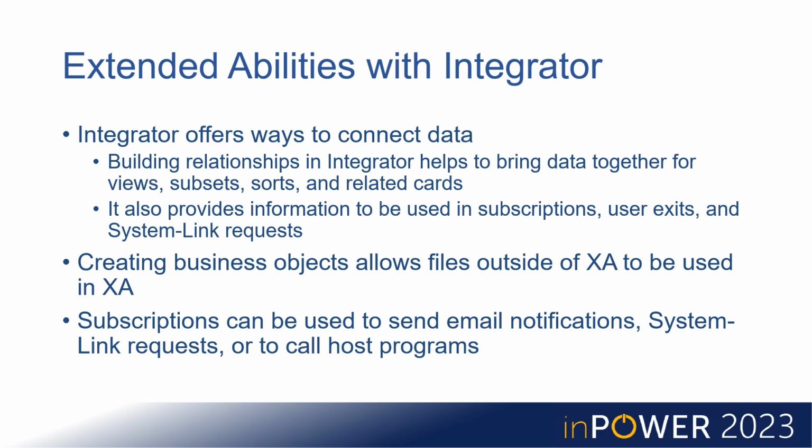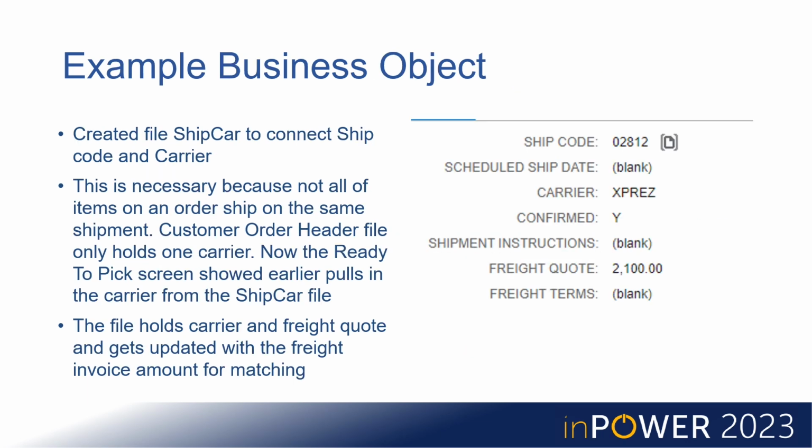So the example I was using was the ship car file that I built to go along with the ship code concept of what we did. And it's needed because what they were doing was they would go in and update the customer order header file every time they did a second shipment, third shipment, fourth shipment. So when I go back and look, I only see one carrier related to that customer order header file. But granted, yes, when the shipment goes through, customer order history gets that information.